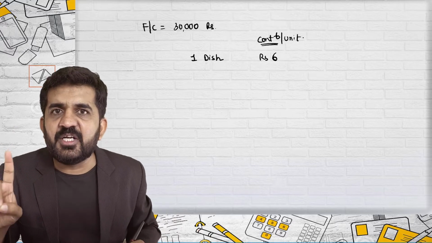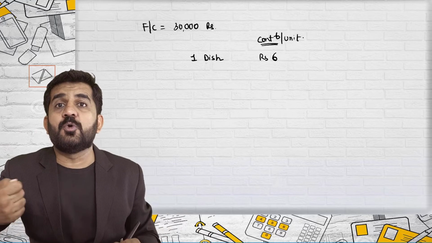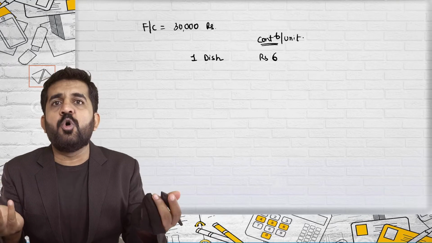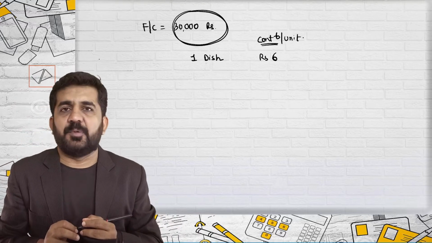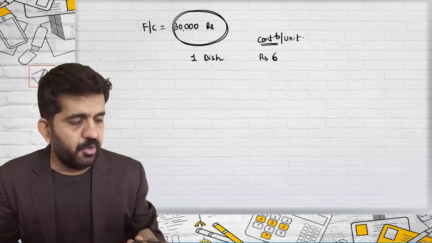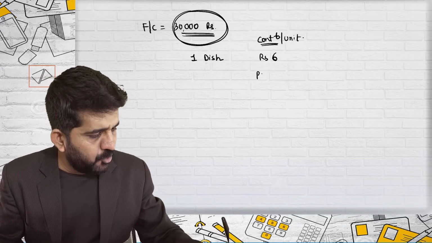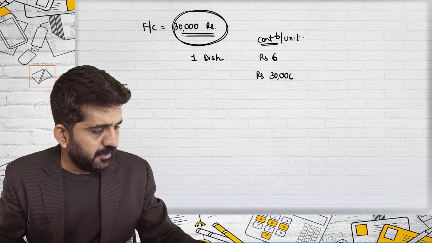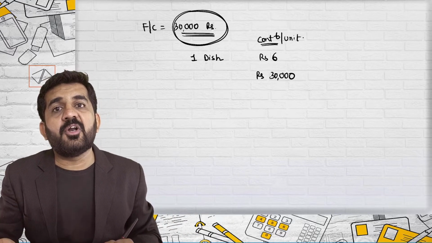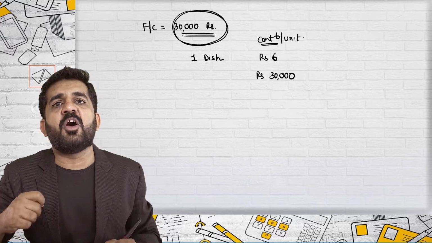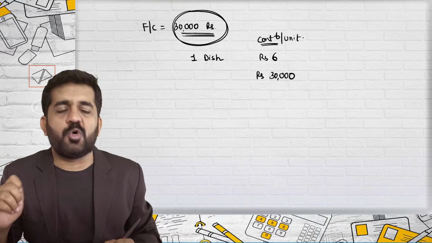So by selling one dish, I earn a contribution of 6 rupees. Now, how much rupees do I want to cover? Because I don't want to earn any profit, I would like to cover only 30,000 rupees. I don't want to cover anything more. If I cover more, I will be earning profits. I want the level of sales at which there is no profit, no loss. So I just want to cover fixed cost from my sales.